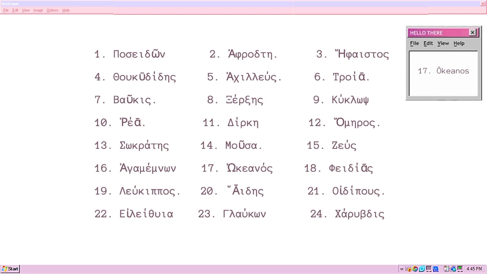17 is Okeanos. 18 is going to be Pheidias. 19 is Leucippus. 20 is Hydes. 21 is Oedipus. 22 is Eleutheria. And if you've read Plato, this is going to sound familiar. It's Glaucon. And lastly, 24 is going to be Charybdis.